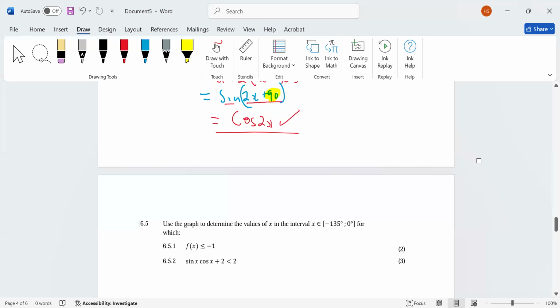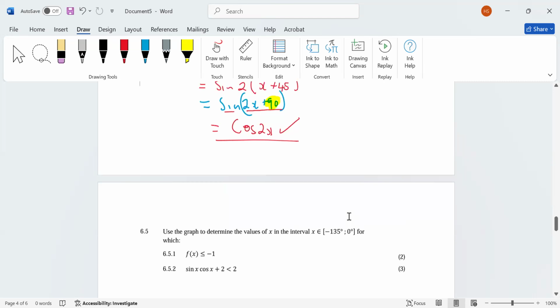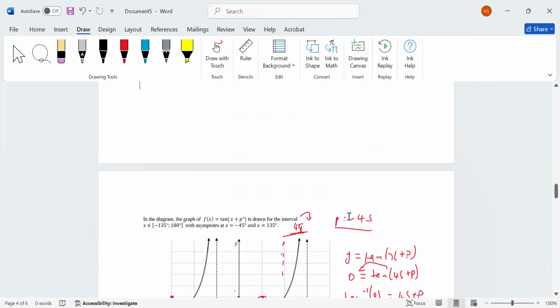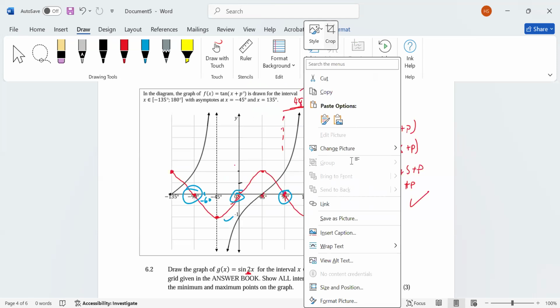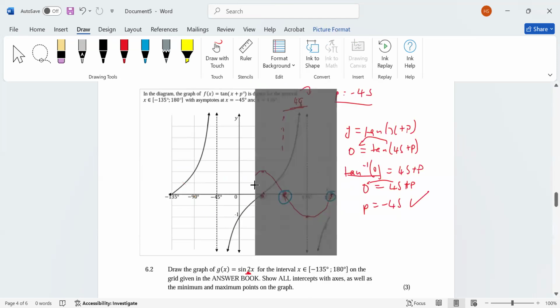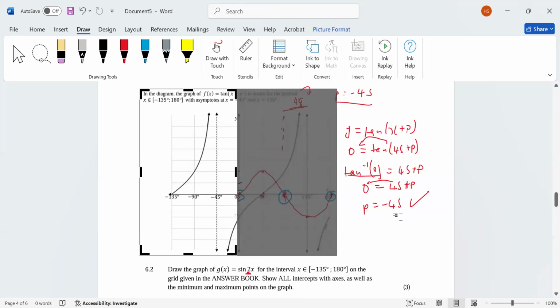We are given 0.5 interpretation. Use the graph to determine x values for which f of x is less than or equal to -1, up until 0. So we are working from minus 35 to 0. Let's crop this here so that we know we're working from here up until here. We're going to stop here. Everything that we're talking about is up until here.